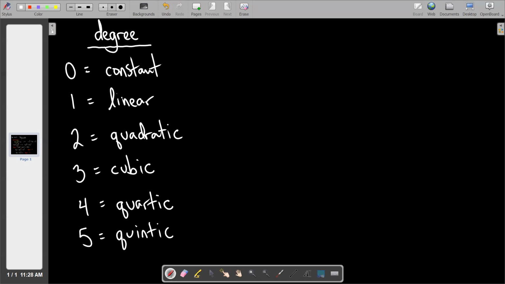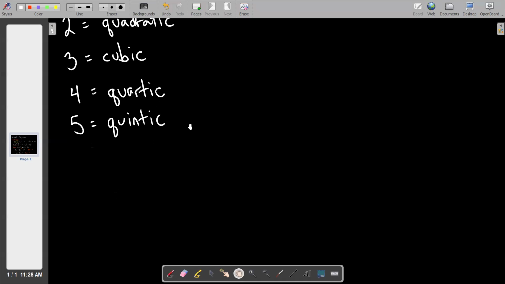Now here's some good news for you. We could go forever. Math people have decided that since these are the most common types of polynomials, after 5, we no longer respect it by giving it a name. After 5, we just call it like 6th degree. Are there names? Of course there are.